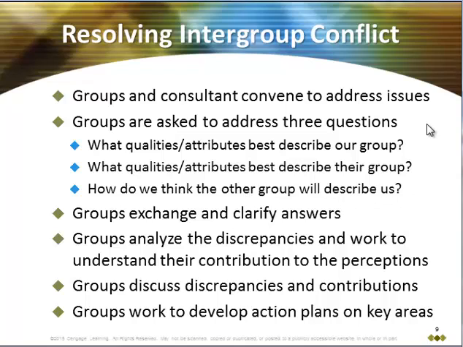And there's actually more questions you can ask, and I've used this process quite a lot. It's what do people think of us? What do we think they think of us? And so on. The whole idea is that you're really getting your cards on the table. The groups exchange and clarify the answers. They analyze the discrepancies and work to understand their contribution and their perception.